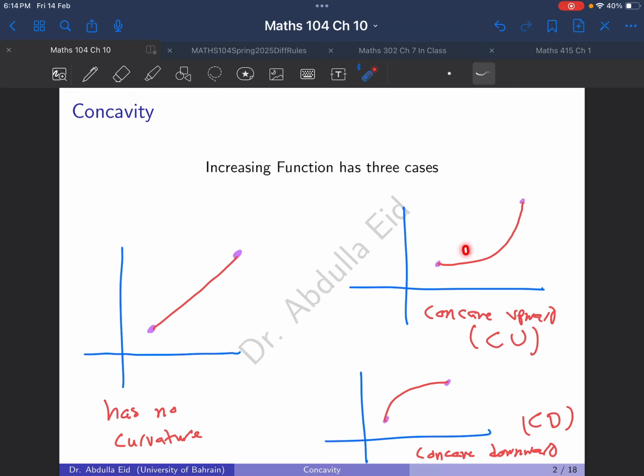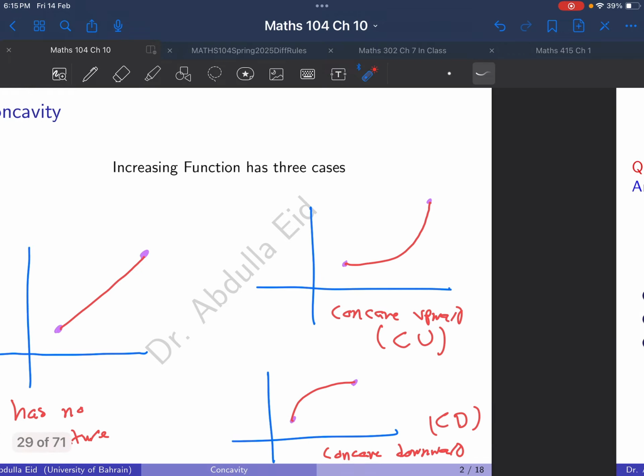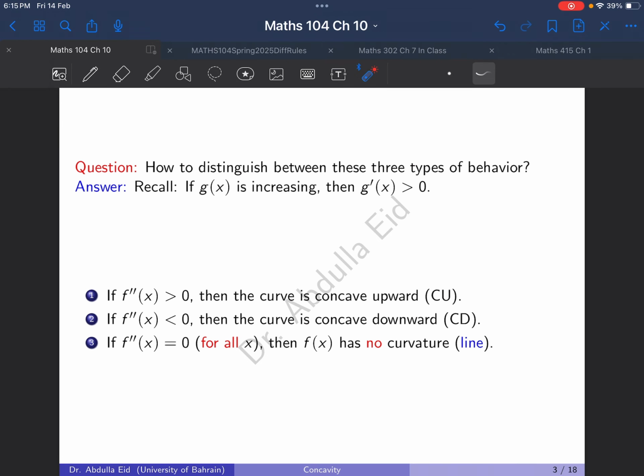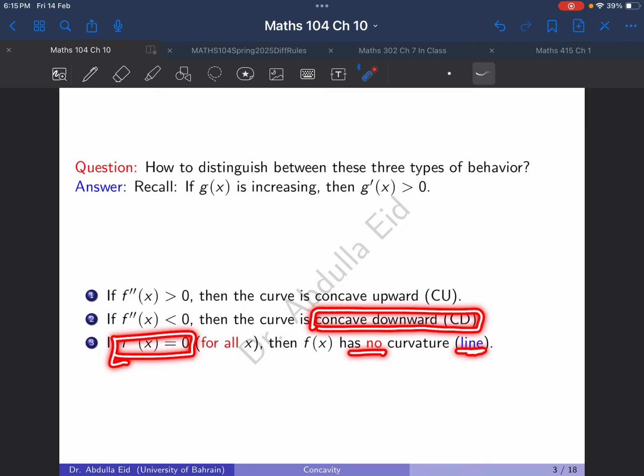Now, you can imagine if somebody is standing on this curve, he's looking upward, but if he's standing on this curve, he's looking downward. So those are the three cases. And now the question is, how do I tell which case is going on? The answer is very simple, and we have seen a similar thing before. Just look at the second derivative. If the second derivative is positive, we have concave upward. If it is negative, we have concave downward. If it is 0, we have no curvature, which is a straight line.